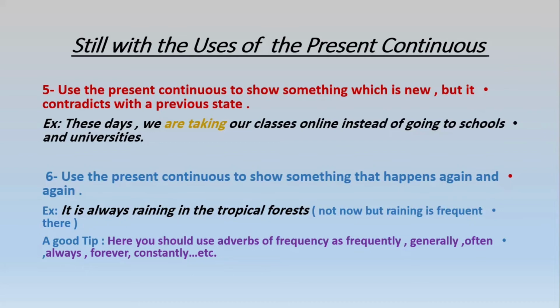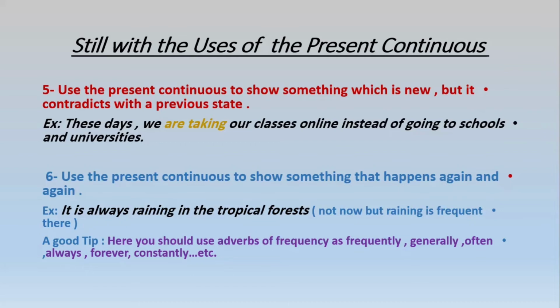The sixth, number six. We can use the present continuous to show something that happens again and again. It is not related to a specific time. It happens all the time. Before now, now, after now, it goes on all the time. Like when we say, for example, it is always raining in the tropical forests. I don't mean by is raining here that it is raining now. No, it was raining before, it is raining now, and it will be raining after that.